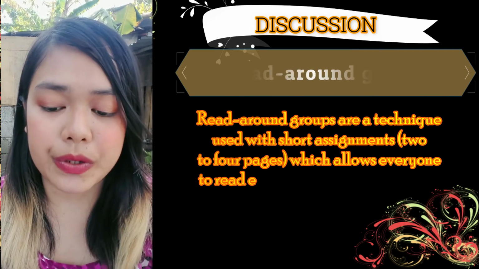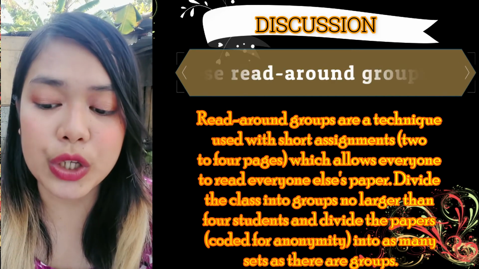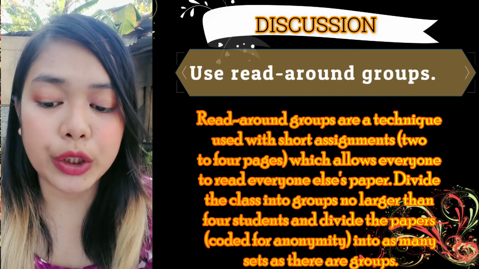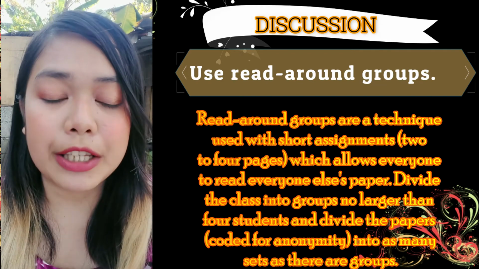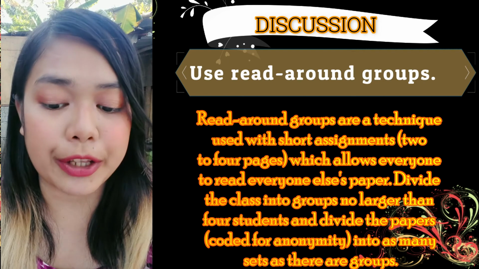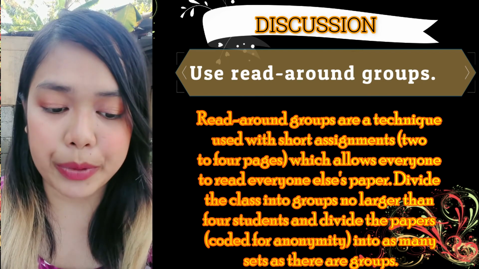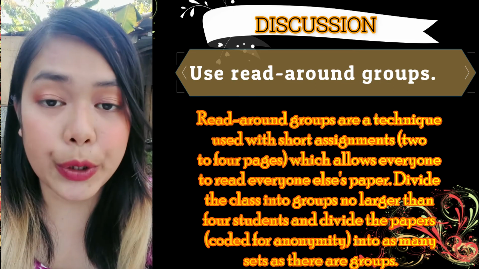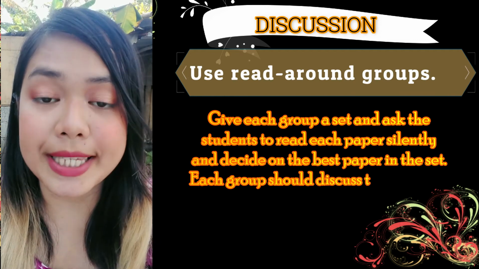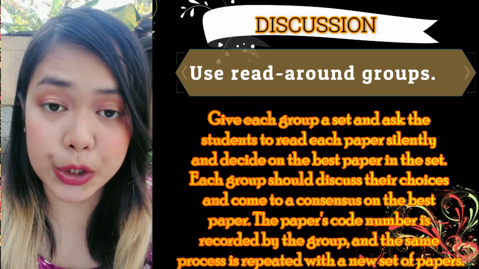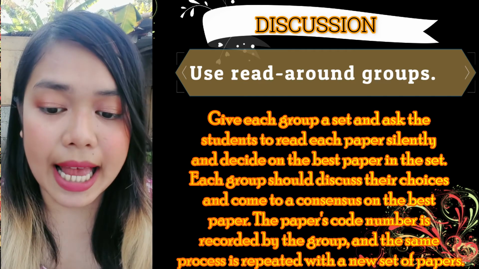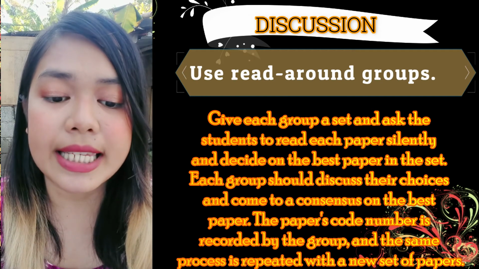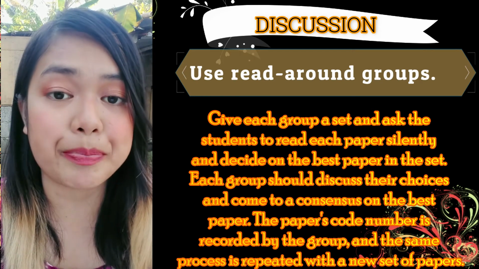Use read-around groups. Read-around groups are a technique used with short assignments, 2 to 4 pages, which allows everyone to read everyone else's paper. Divide the class into groups no larger than 4 students and divide the papers, coded for anonymity, into as many sets as there are groups. Give each group a set and ask the students to read each paper silently and decide on the best paper in the set. Each group should discuss their choices and come to a consensus on the best paper.